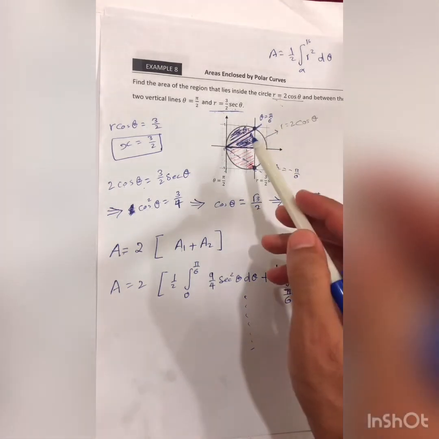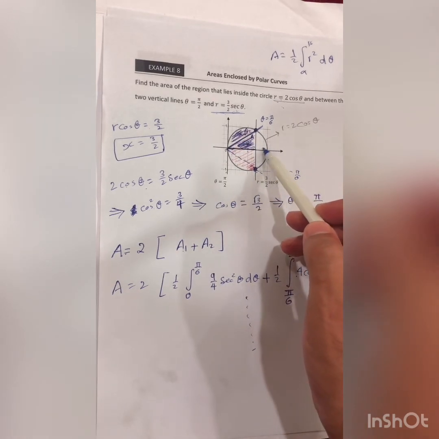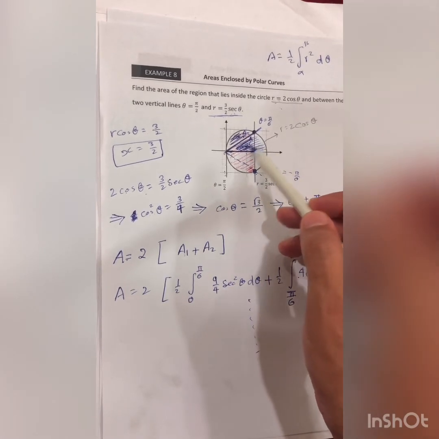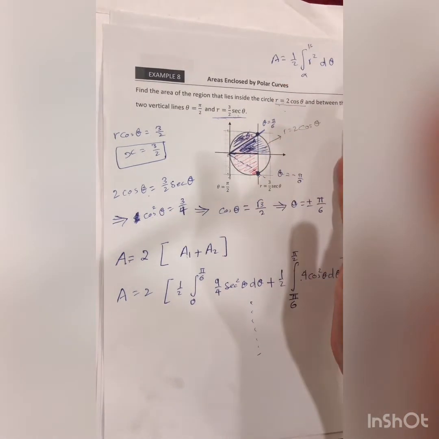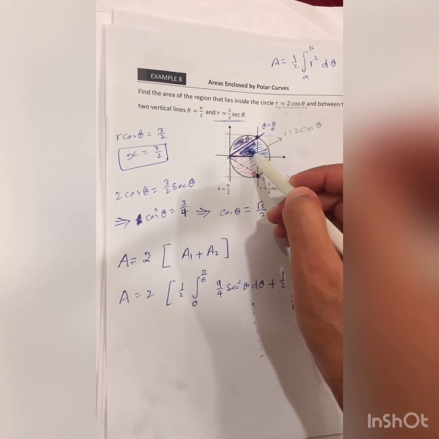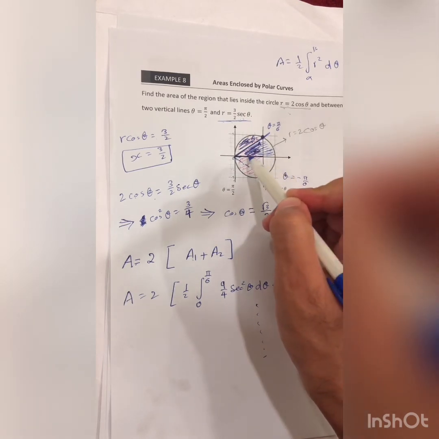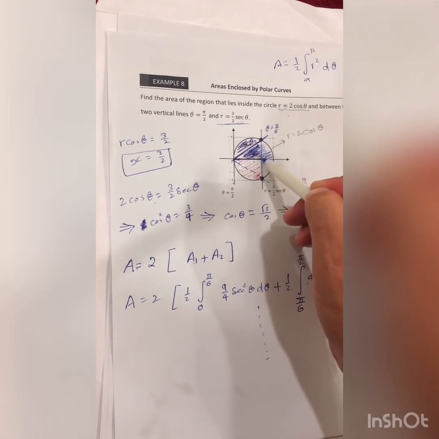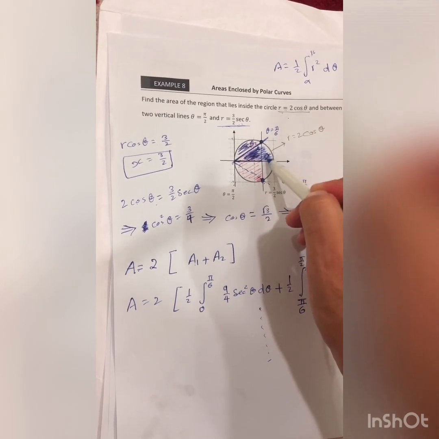Look over here. If you calculate the area under the circle from 0 to pi/6, you're going to calculate all this area. Do you agree? But we are not interested in this region because it is outside the vertical line. It is to the right of the vertical line. We are interested only in this part. So if you calculate the area under the circle from theta equals 0 to theta equals pi/6, you're going to calculate the whole area here, which is not the desired one, because A1 is just this area. This area is not included.